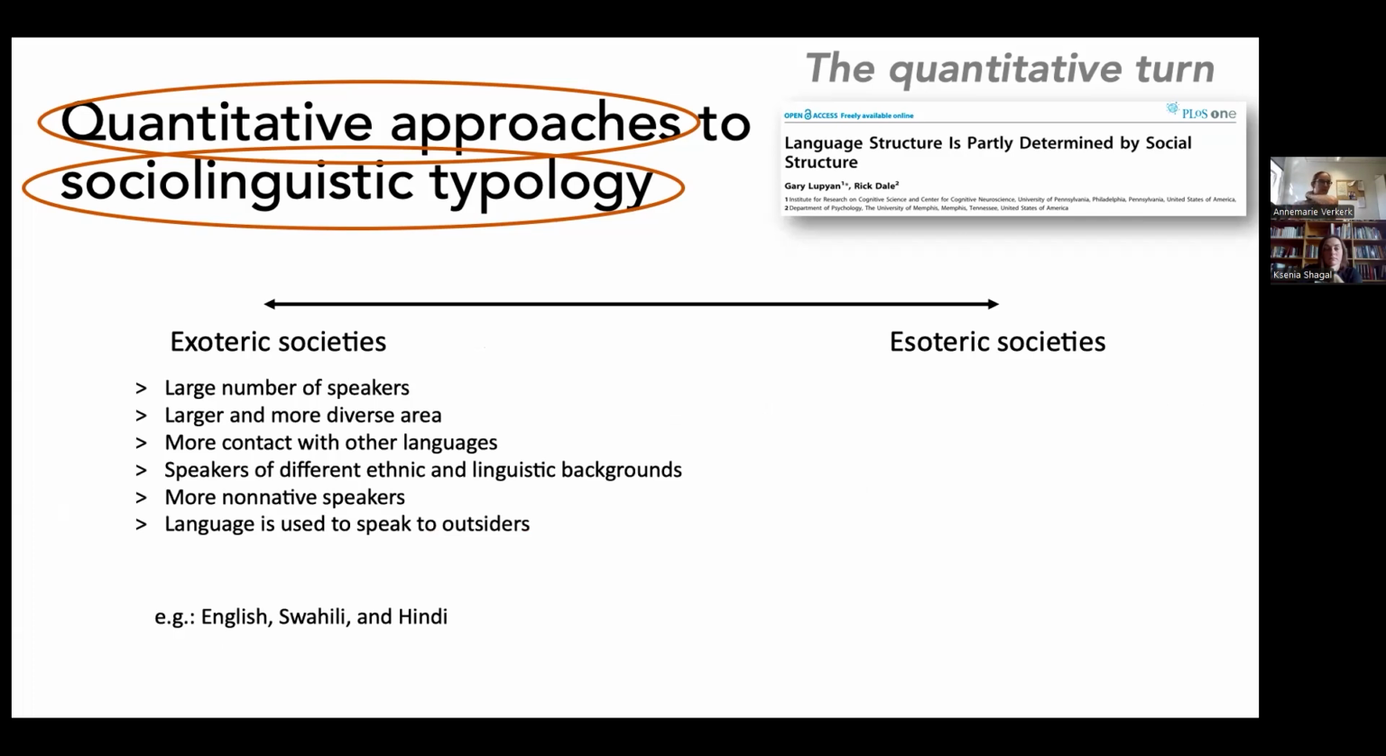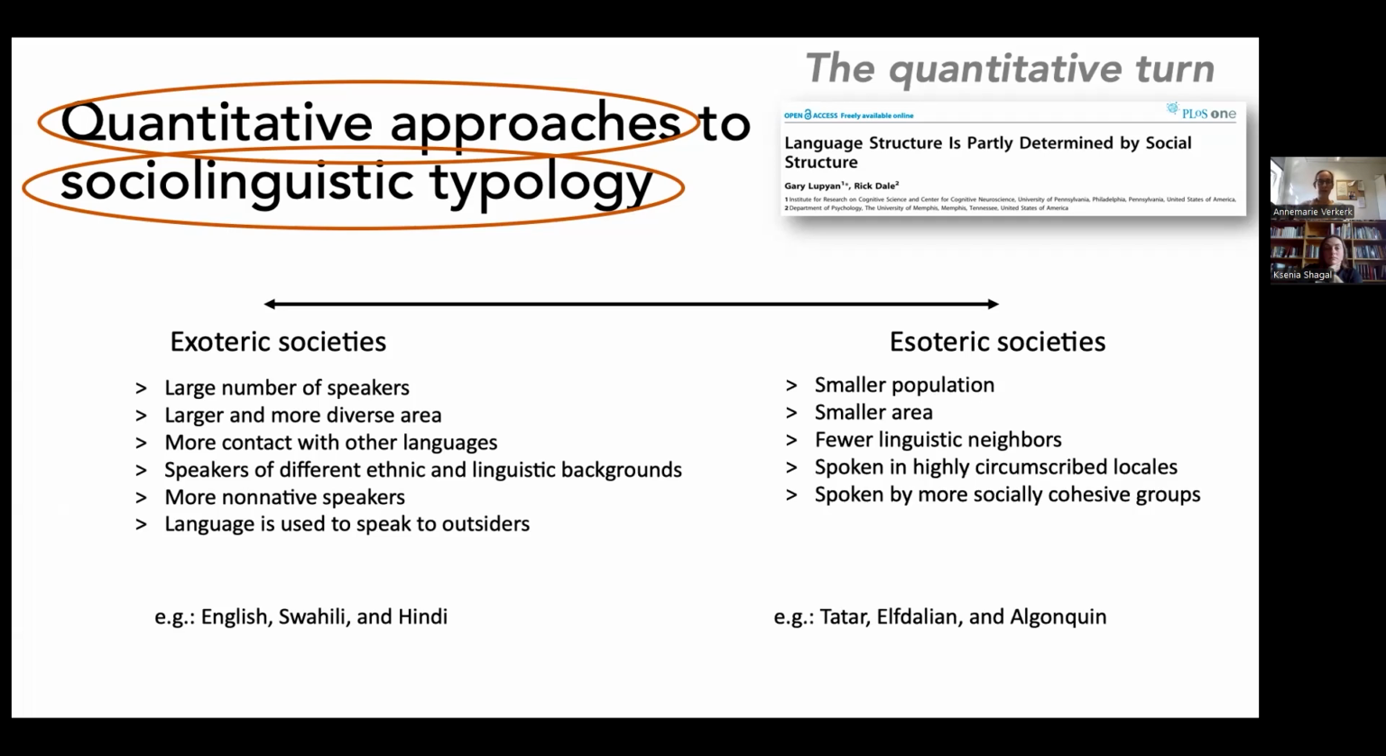Exoteric societies are those which have a large number of speakers, spoken over a large and more diverse area, that have lots of contact with other linguistic communities. The exoteric society is made up of speakers of different ethnic and linguistic backgrounds, lots of non-native speakers, and language is used to speak to outsiders. And we have some examples there of what that is.